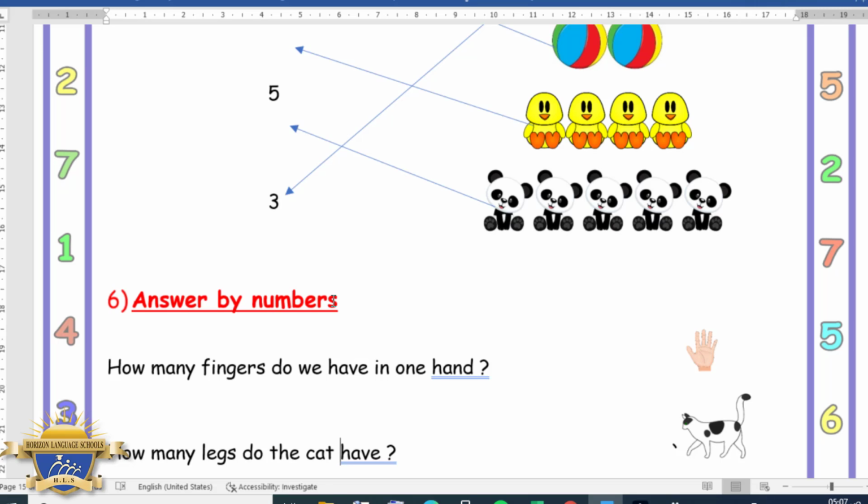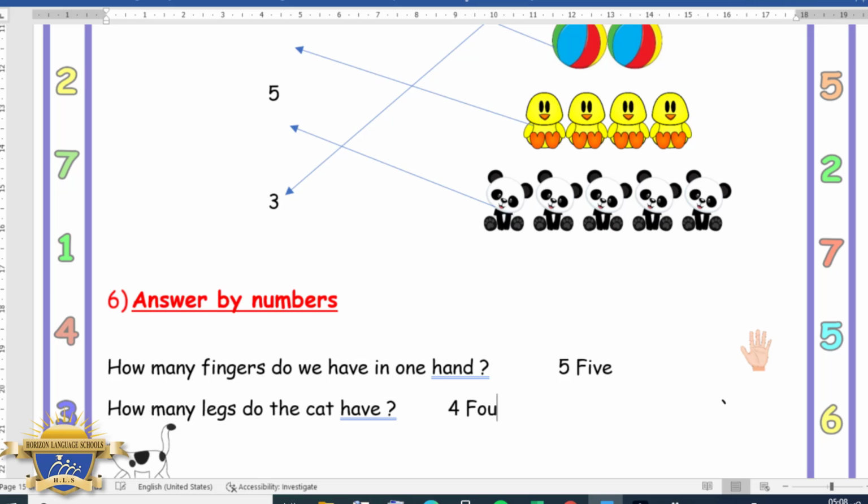Answer by numbers. How many fingers do we have in one hand? In one hand we have 1, 2, 3, 4, 5 fingers. We can write it in digits and we can write it in letters. How many legs does the cat have? Let's count. 1, 2, 3, 4. The cat has 4 legs. We can write it in digits and we can write it in letters.